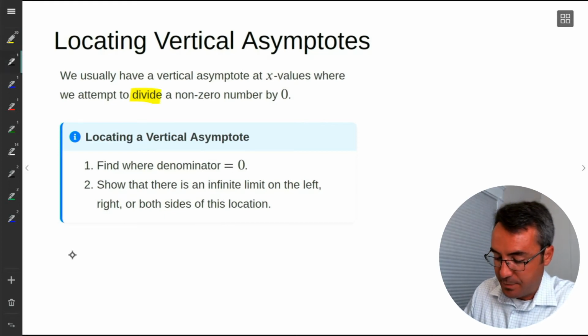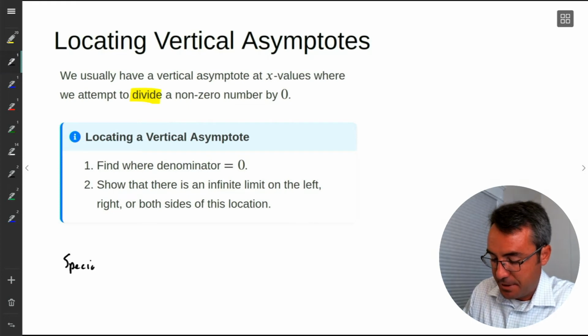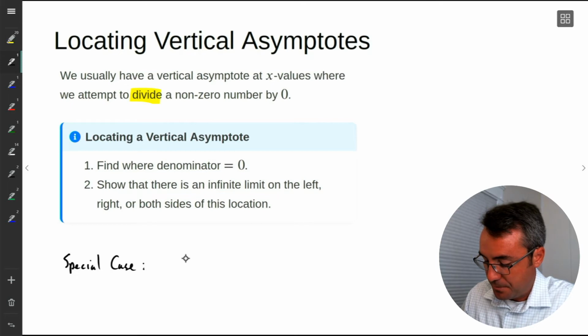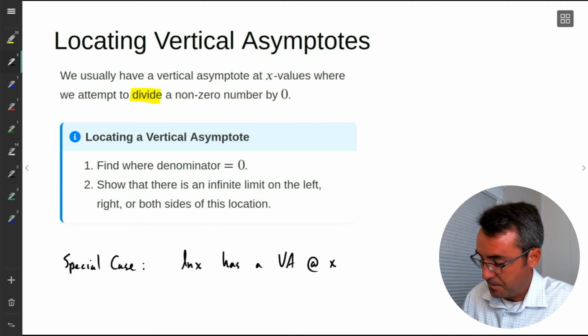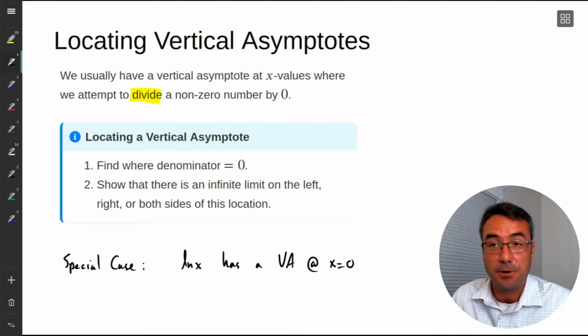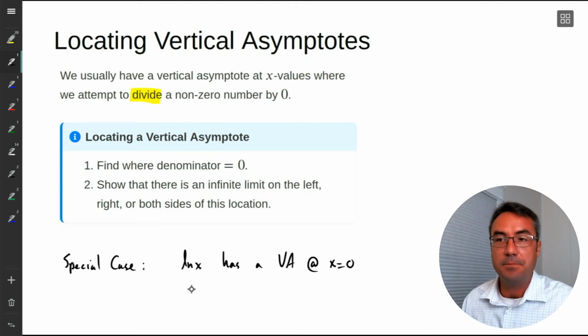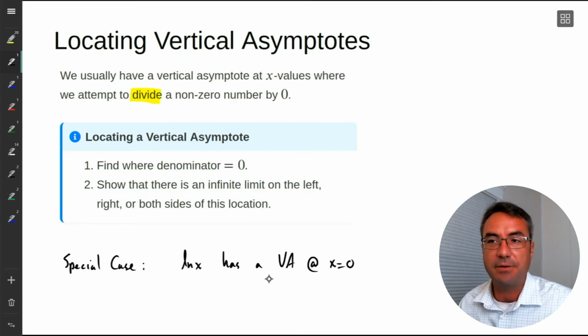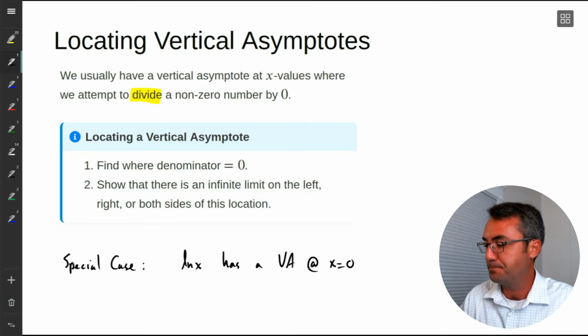Now again, there is that special case of our log functions, which has a vertical asymptote at x equals 0. And we kind of looked at that picture. And not just natural log, all of our standard log functions have a vertical asymptote at x equals 0.